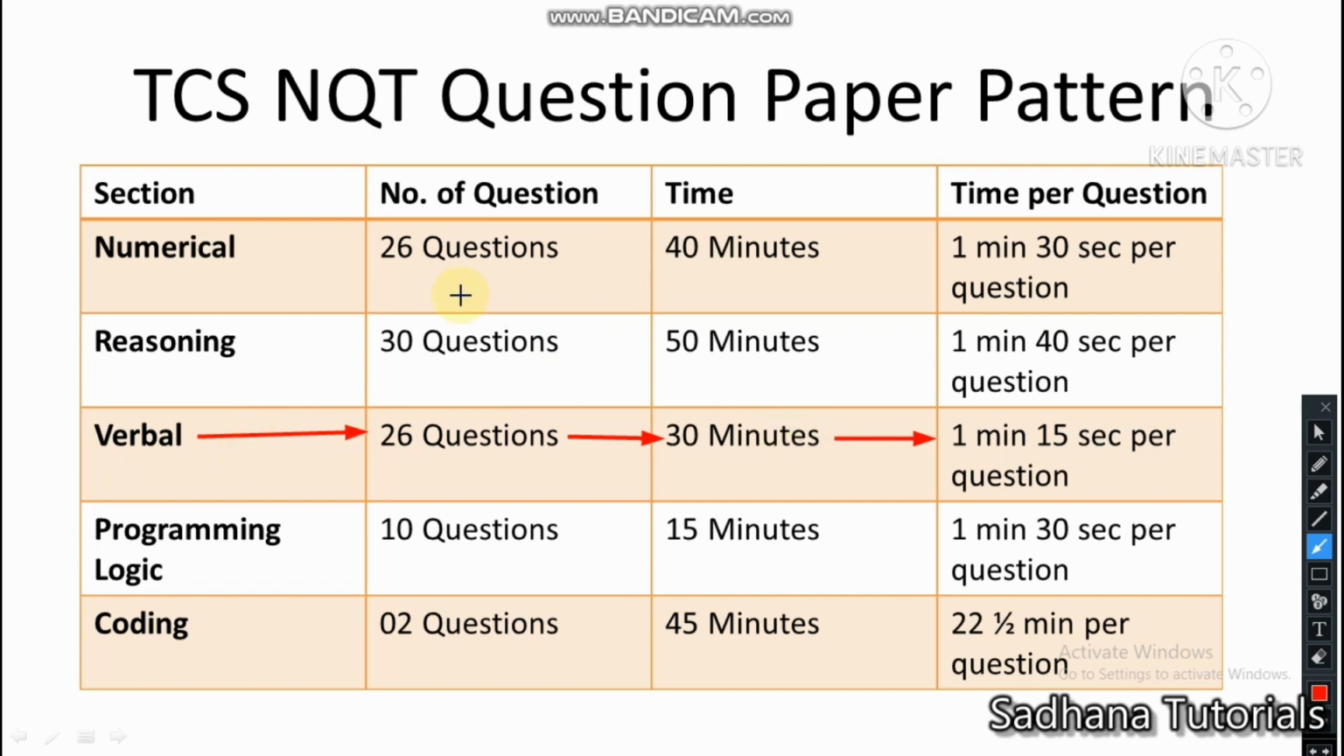And remember, guys, there is a sectional cutoff also. You have to crack every section. For example, you do the first section properly, and if you don't score well in verbal, remember every section will have a sectional cutoff.